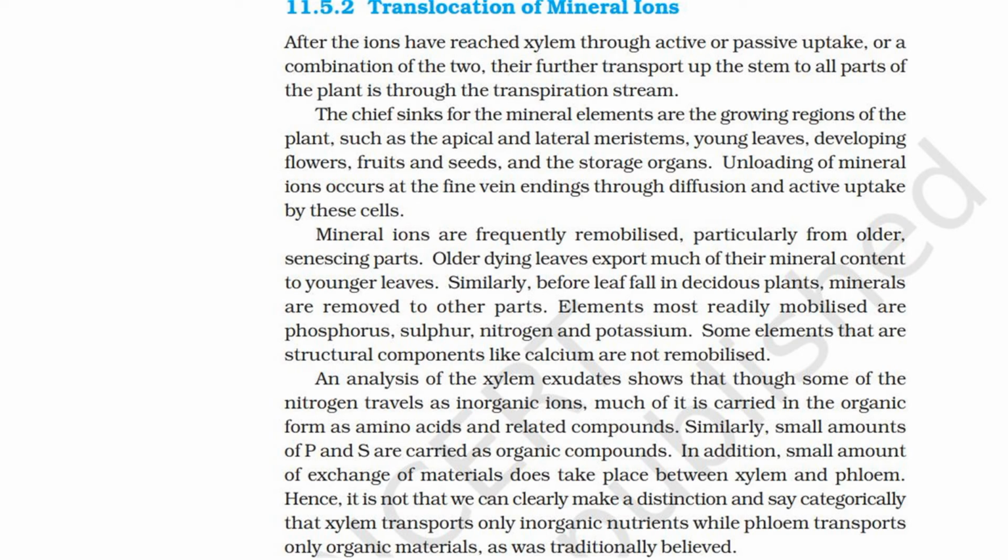An analysis of the xylem exudates shows that though some of the nitrogen travels as inorganic ions, much of it is carried in the organic form as amino acids and related compounds. Similarly, small amounts of P and S are carried as organic compounds. In addition, a small amount of exchange of materials does take place between xylem and phloem. Hence, we cannot clearly make a distinction and say categorically that xylem transports only inorganic nutrients while phloem transports only organic materials, as was traditionally believed.